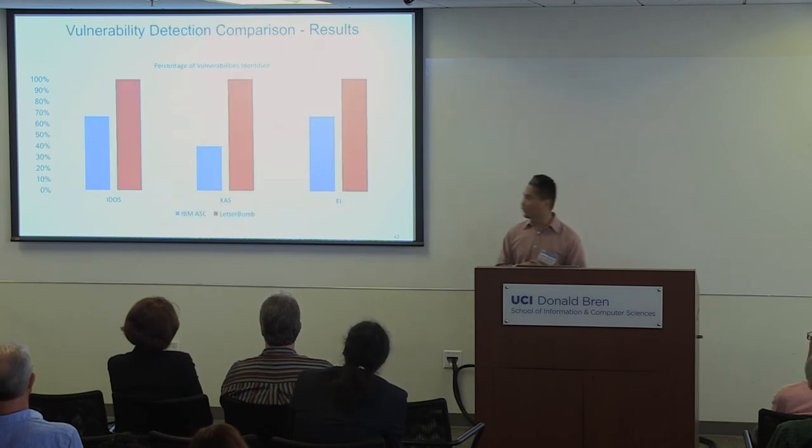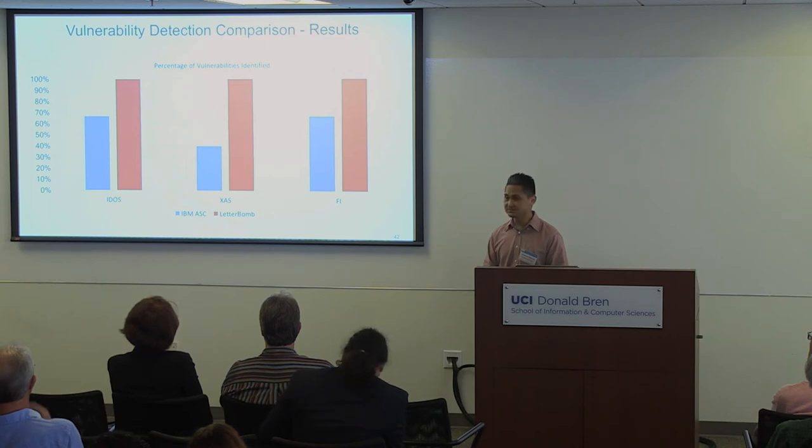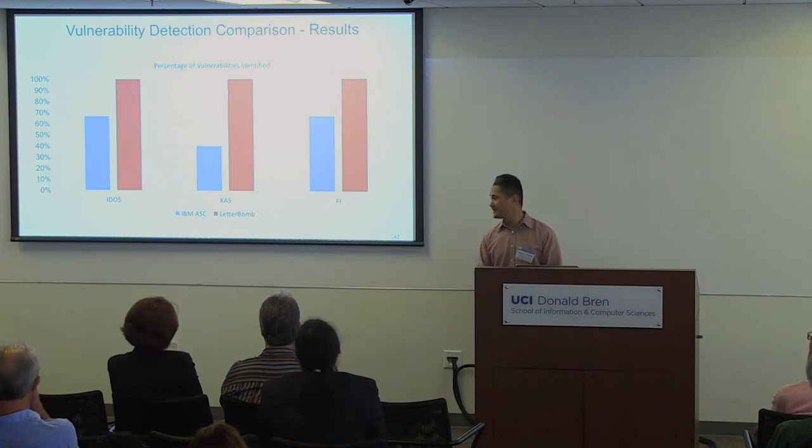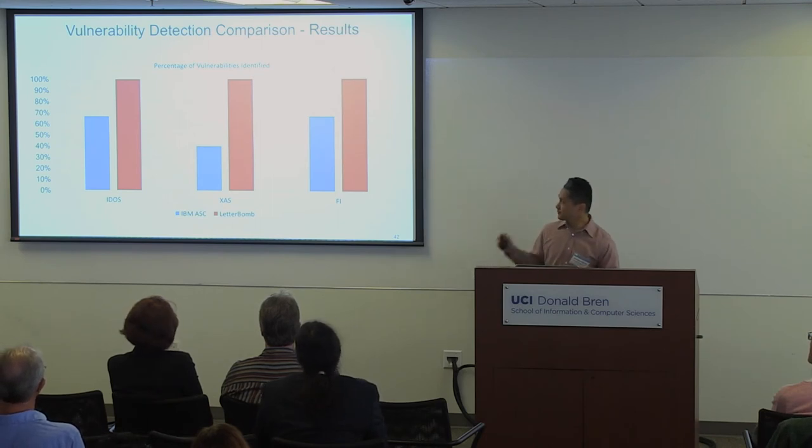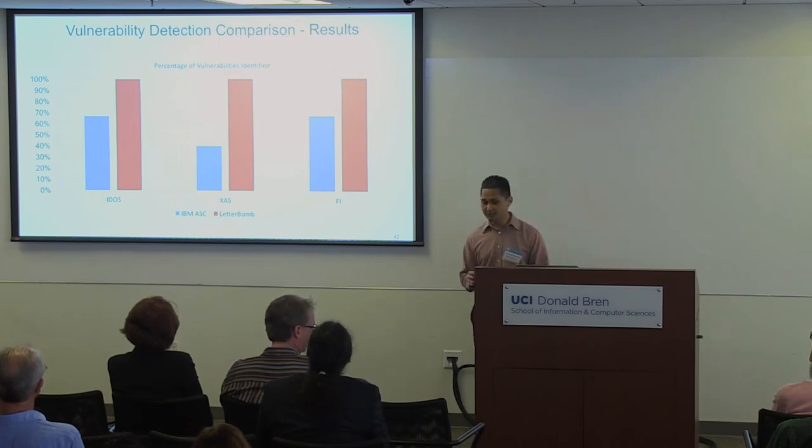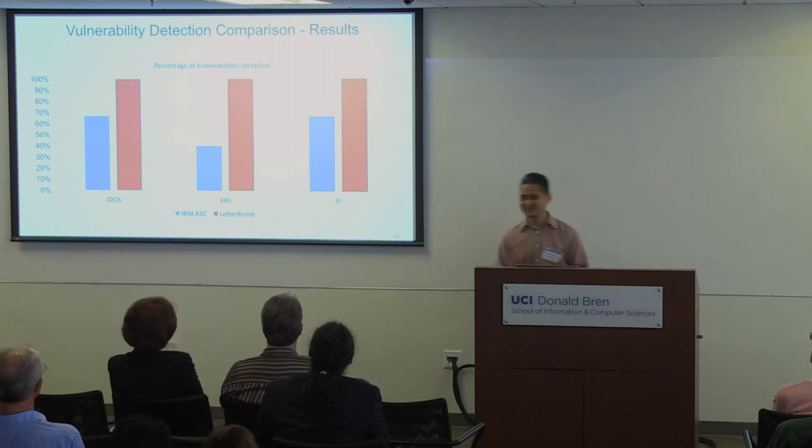Finally, these are the results for Letterbomb in terms of the comparison with IBM Application Security on the Cloud, or IBM Ask for short. And so what we're showing here is the percentage of vulnerabilities identified per vulnerability type. Here we selected 40 apps where the vulnerabilities are known. We couldn't do more than 40 because it costs over $400 per scan of the IBM tool.